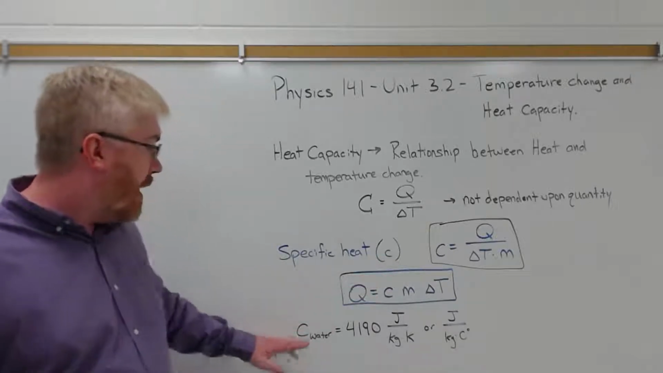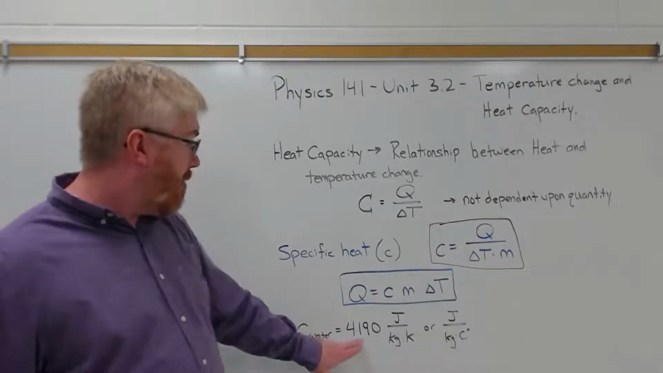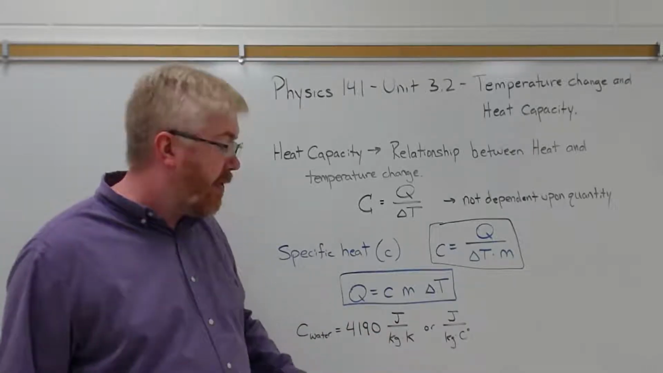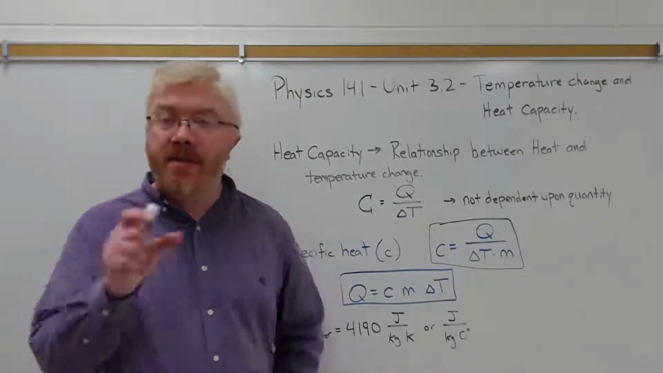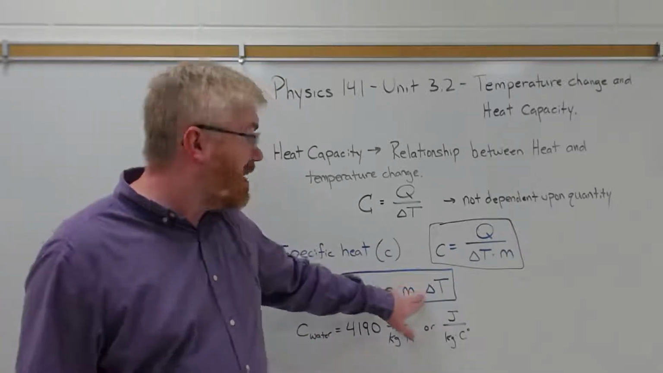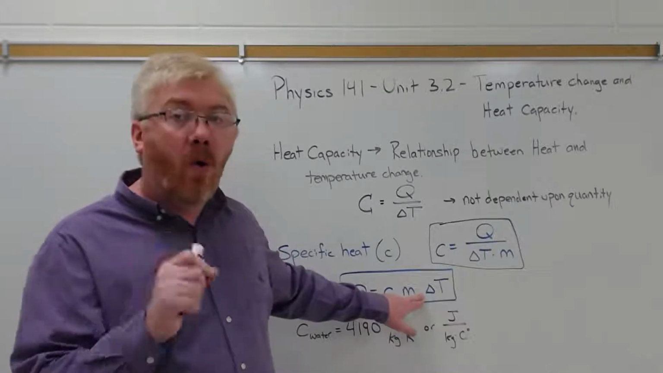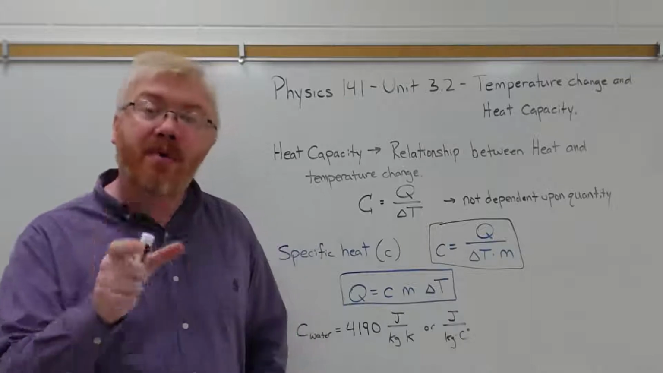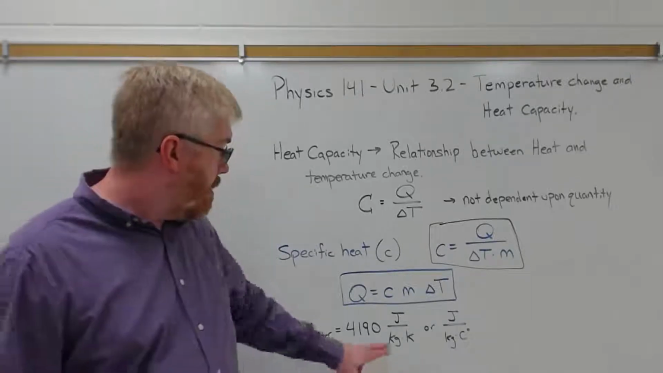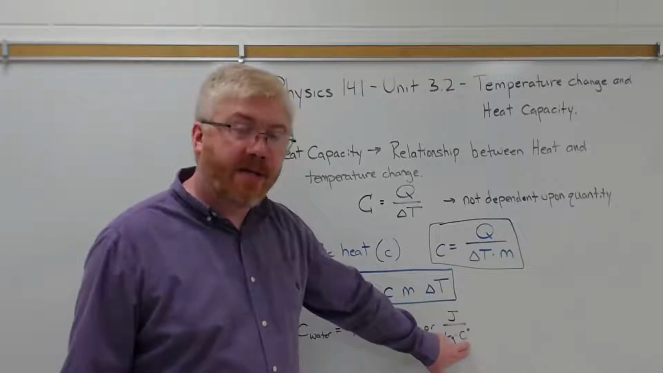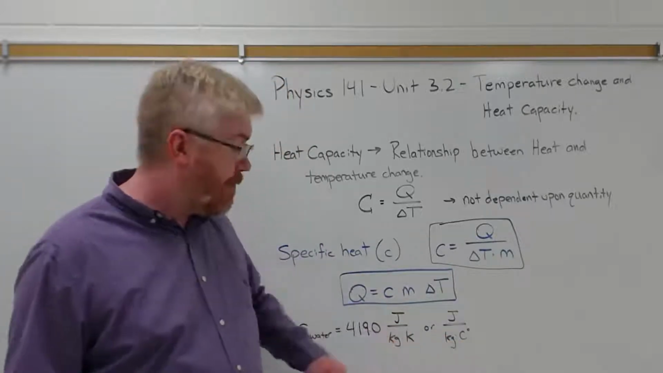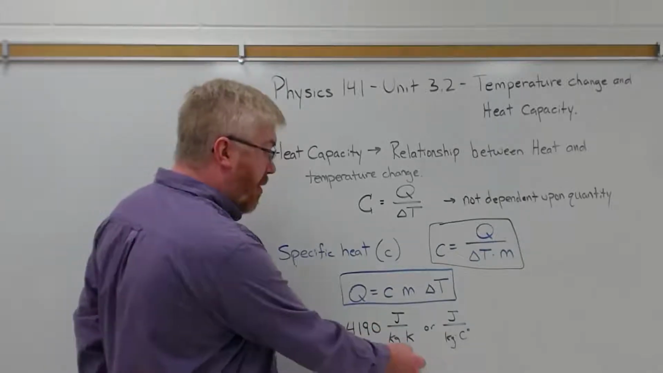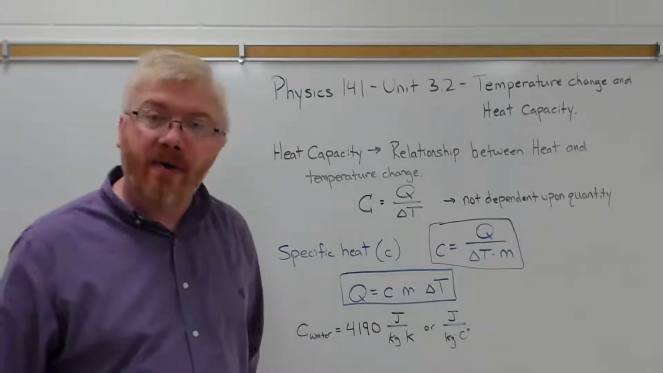Water, for instance, has a specific heat of 4,190 joules per kilogram per Kelvin. Remember, Kelvin and Celsius degrees are the same scale. This is a delta T, so you can use Kelvin or you can use Celsius. It doesn't matter because the change in temperature for both units is the same. So it doesn't matter if it's joules per kilogram per Celsius degree or joules per kilogram per Kelvin. It takes 4,190 joules to heat 1 kilogram of water 1 Kelvin or 1 Celsius degree.